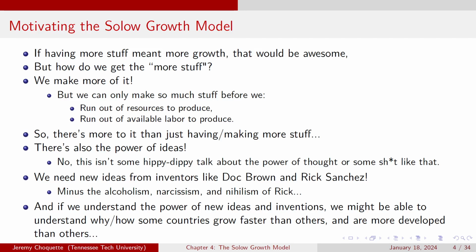Think Doc Brown when he made the time machine, Rick Sanchez when he made that portal gun. I hope I'm not so old that Rick Sanchez is now out of relevance. Hopefully he's still relevant for at least a couple more years before I have to start trying to find new examples. But I'm sure we all know who Doc Brown is.